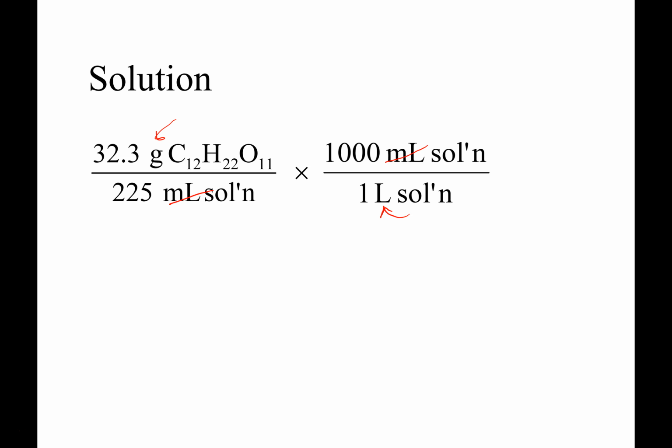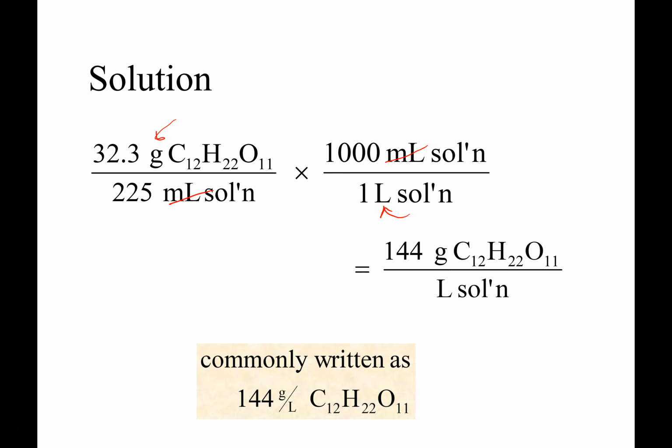Fingers? Very good. So 144 is around 3 sig figs. I would probably write it like this bottom one down here: 144 G/L, grams per liter, and then the component name is C12H22O11.